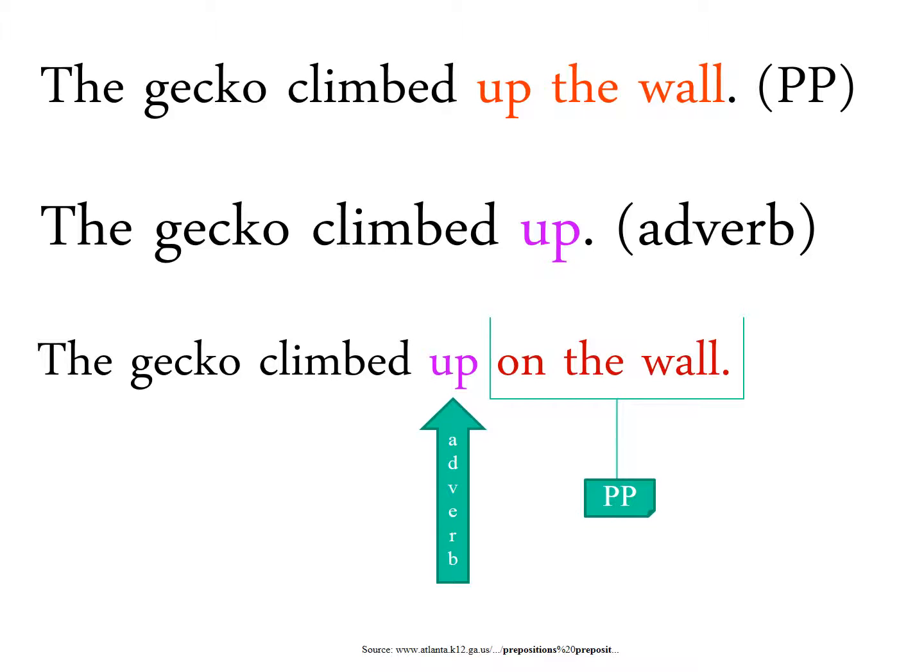Look at these three sentences about a gecko. This first one says, the gecko climbed up the wall. In this case, this is functioning as a prepositional phrase. This one says, the gecko climbed up. In this case, it's an adverb. There's no object following the word up. This one has a combination of the two where it says the gecko climbed up on the wall. We've got our adverb as well as a prepositional phrase in this one.